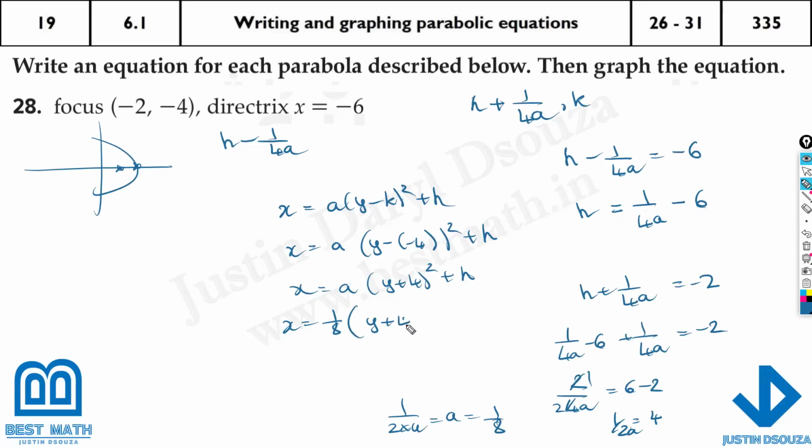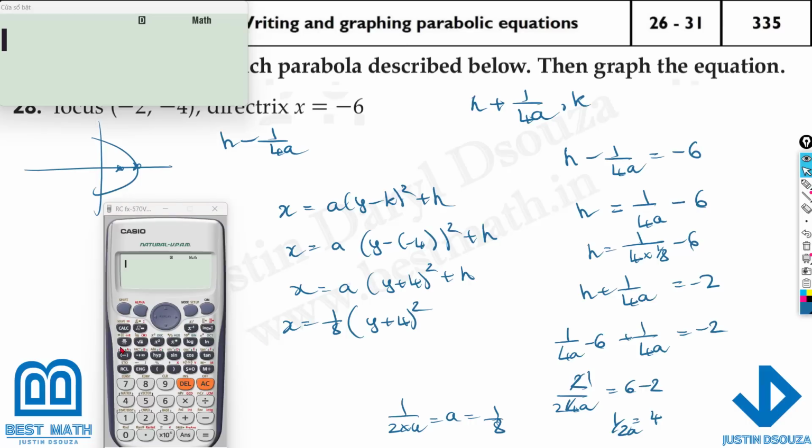Now y plus 4 whole squared. What is h? Here h is equal to 1 by 4 times 1 by 8, because a is 1 by 8, minus 6. You can just put this in the calculator directly and you'll get the answer. Let me show you here. So I type it out. 1 by 4 times a, which is again 1 by 8, minus 6. Don't put any x or anything, just type it out as it is and put equal to, it'll be minus 4. The h value is minus 4.